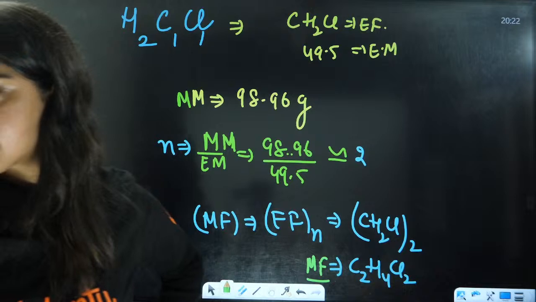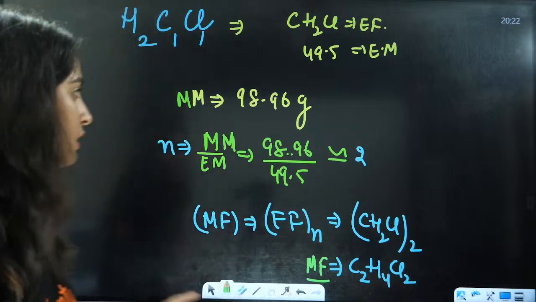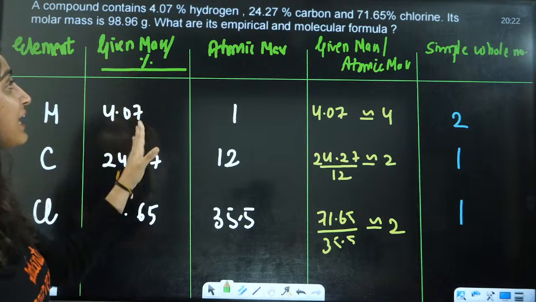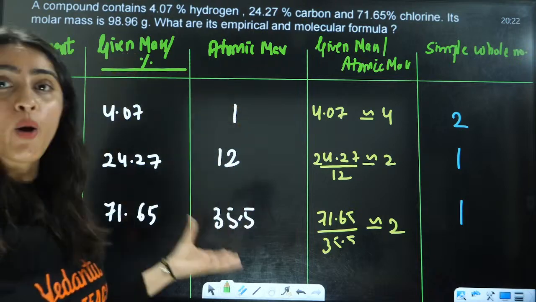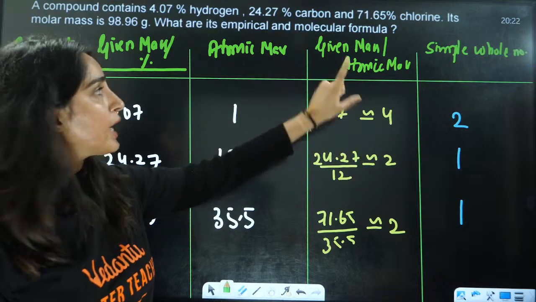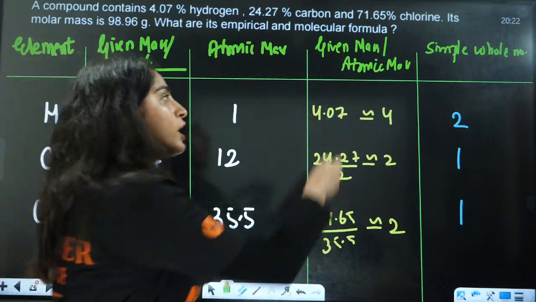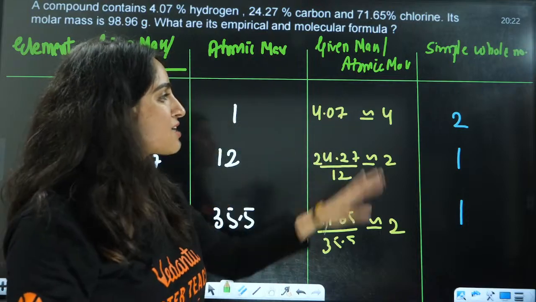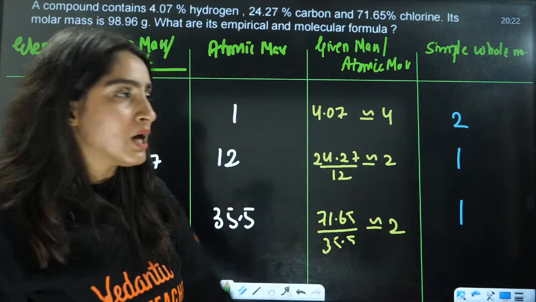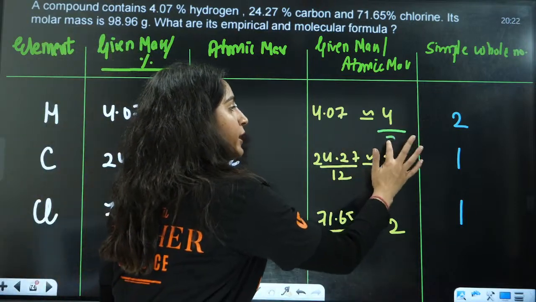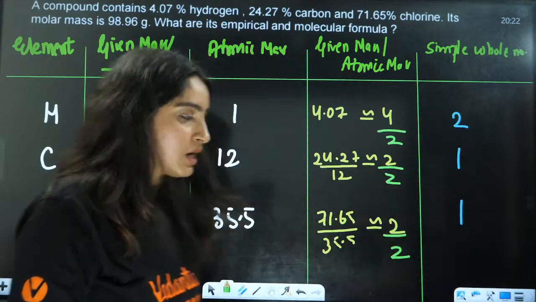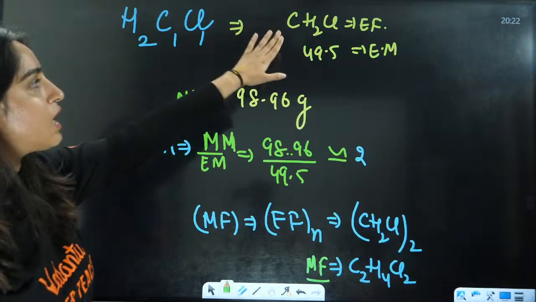Simple. We have just written it. Firstly, write the atom here, then given mass, then atomic mass. Divide these two things and you will get the moles. Then simplify this into the simple whole number ratio. I divided this whole by 2 and I'll get 2:1:1. This is the empirical formula.